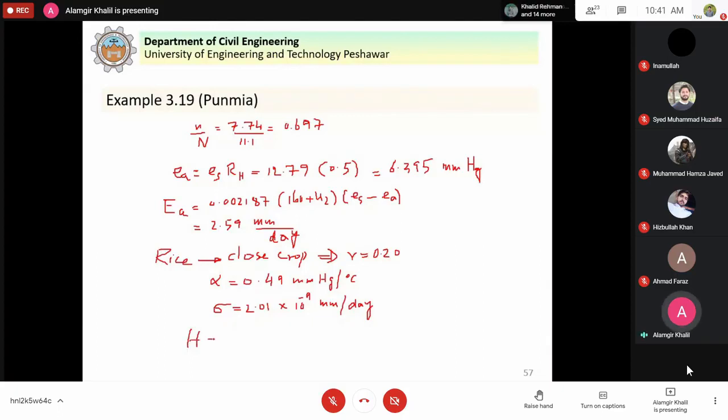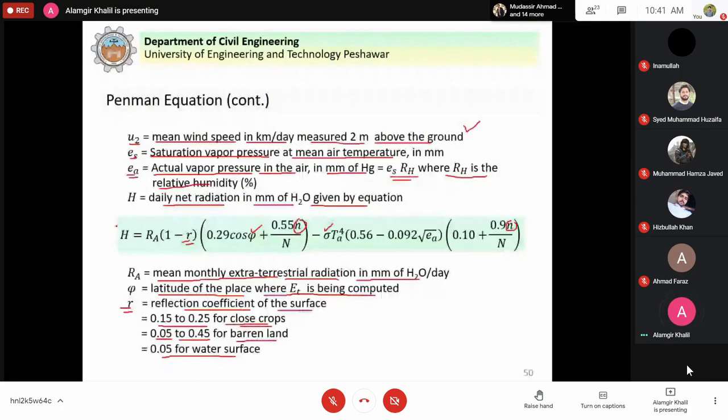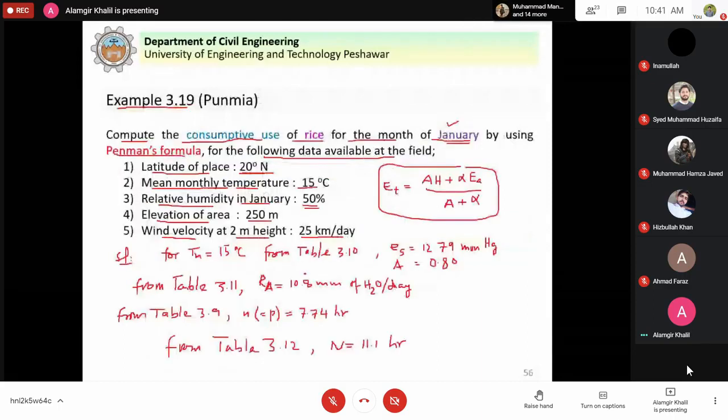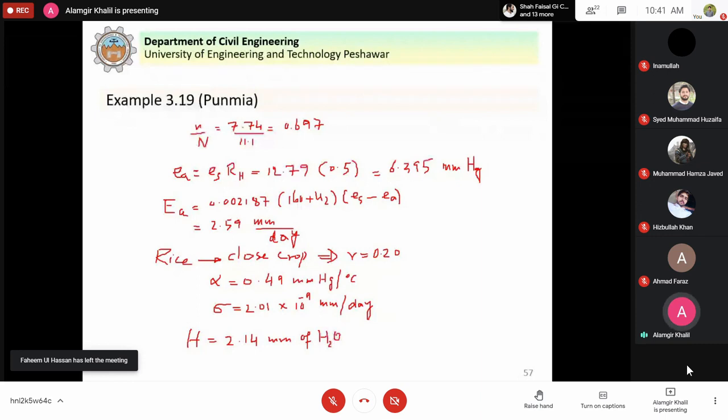So now we can estimate the value of the capital H here, that is given by this equation. H we can estimate now in here. So this H value comes out to be 2.14 millimeter of water per day.